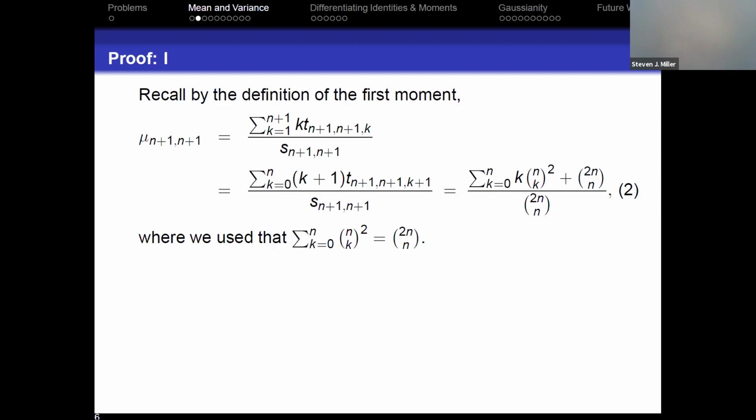The notation from last time is S_{n+1,n+1}, the number of paths starting at (n+1, n+1), and T_{n+1,n+1,k}, the number of paths of length k. So if I look at the T divided by the S, that's the probability of taking a path of length exactly k. I multiply that by k, and that will be the formula for the mean.